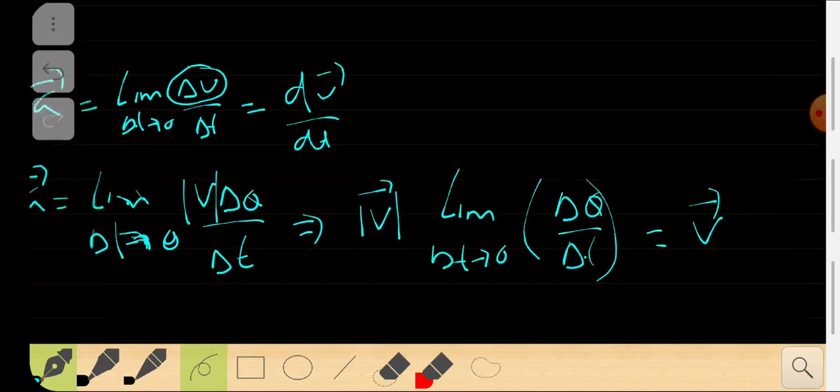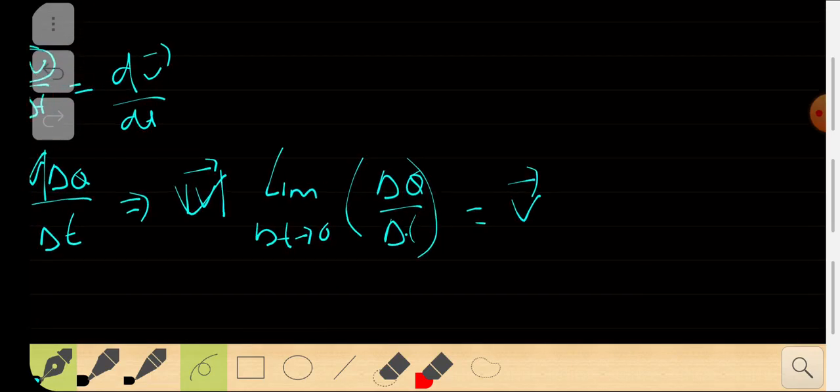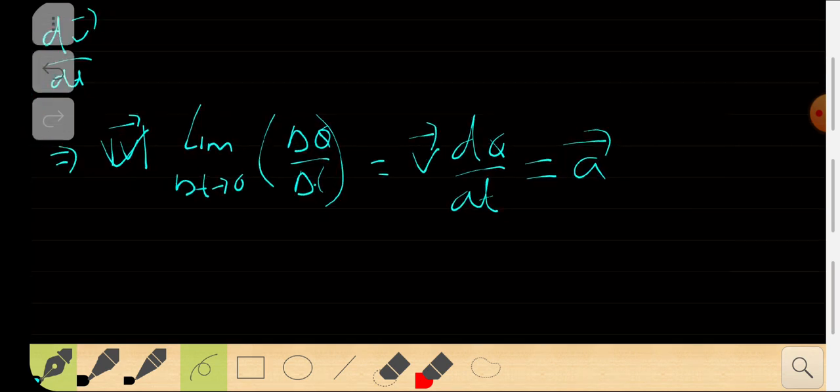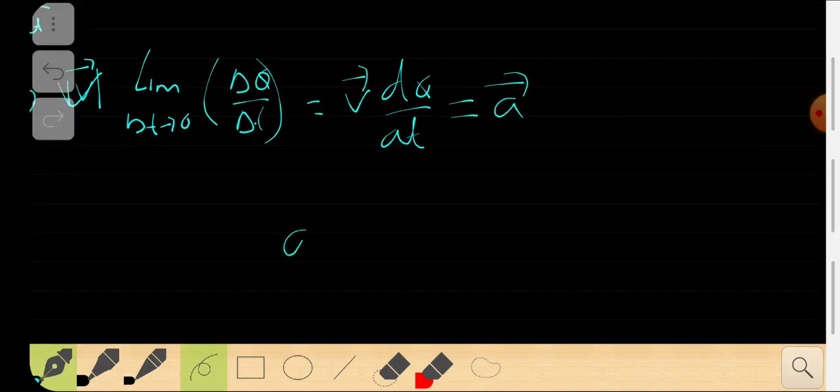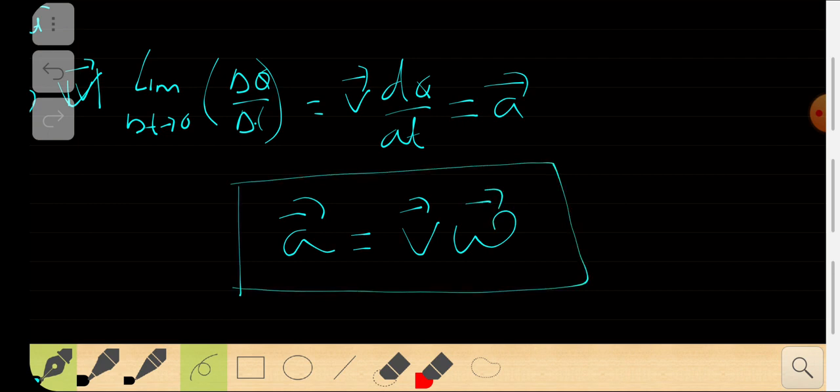This was the vector, this was not the magnitude. So velocity vector times d theta by dt, right? So that's v times d theta by dt, which is equal to the acceleration vector. So now you can say acceleration vector is equal to velocity vector times omega, right? So that's also a vector. So that's the acceleration vector derived out of geometrical interpretation, right?